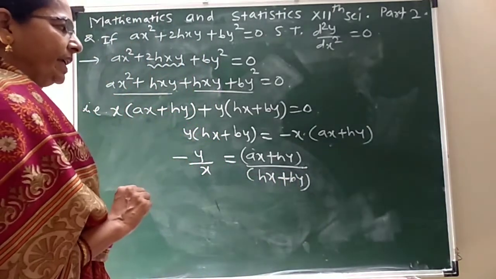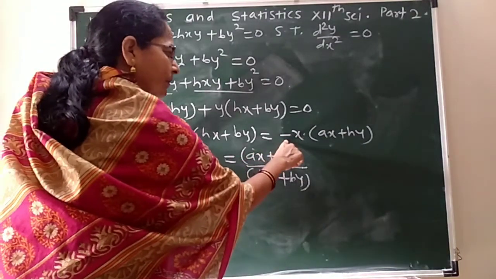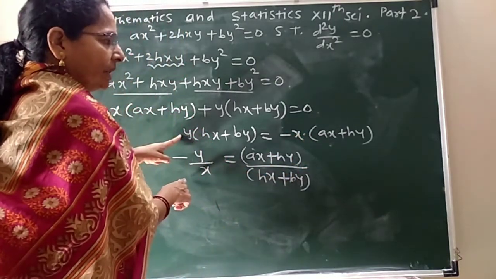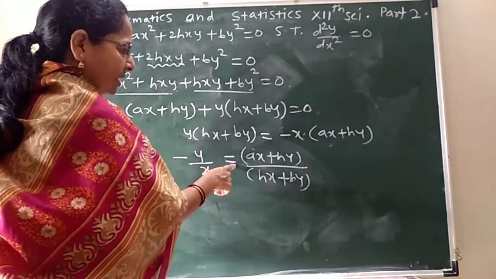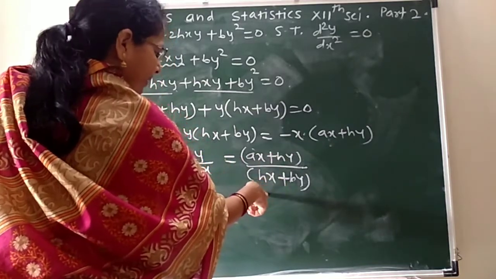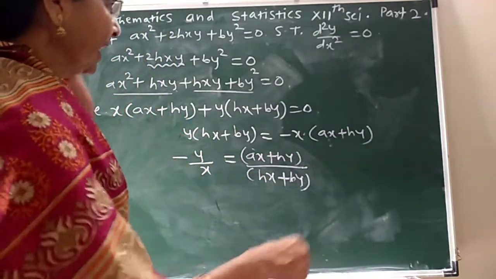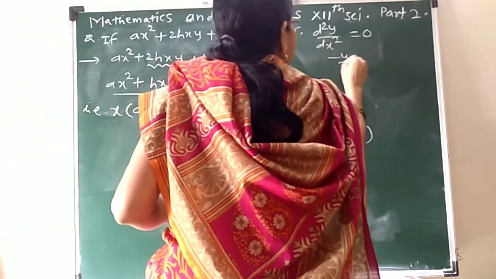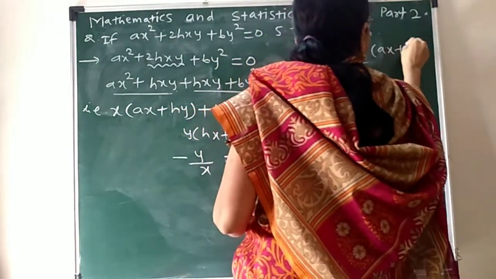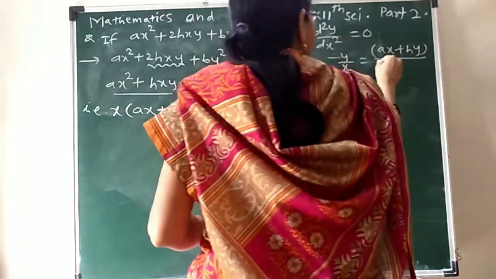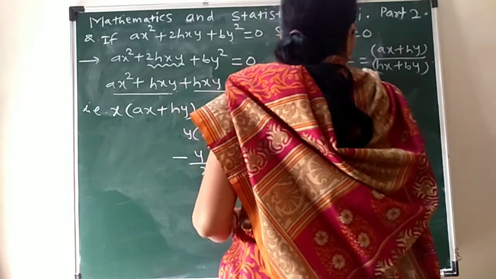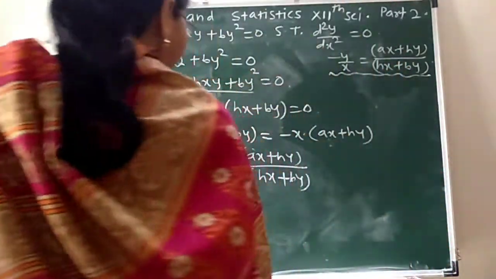See once again the arrangement: y, this term which is in the multiple form, comes to this side at the denominator with a negative sign, so minus x is equal to this remaining term, that goes to the other side divided by. Now remember this value which we write here: minus y upon x is equal to ax plus hy upon hx plus by. Write this. Remember this is some value we write there.